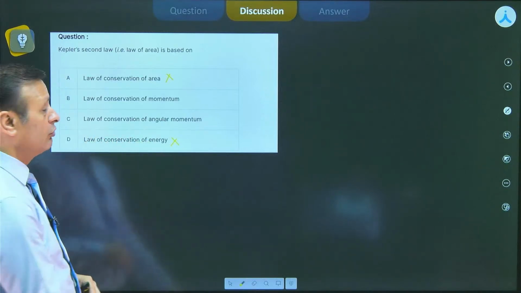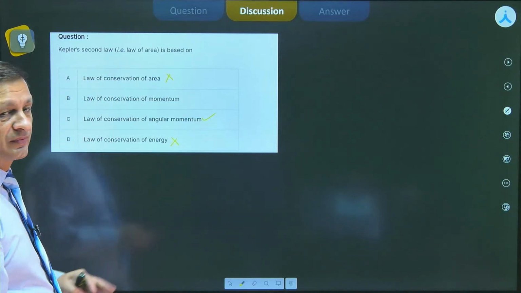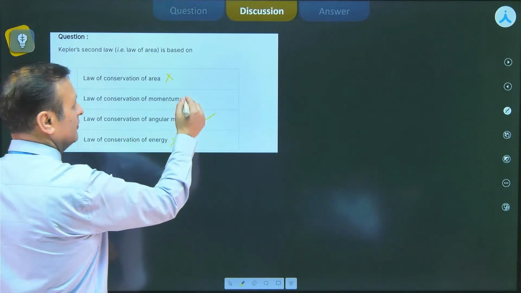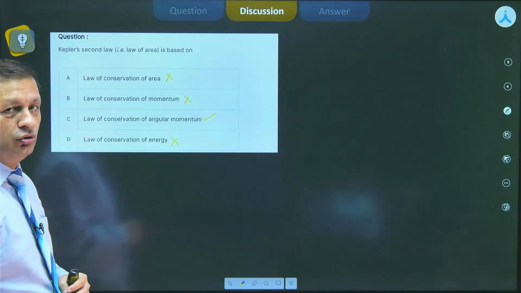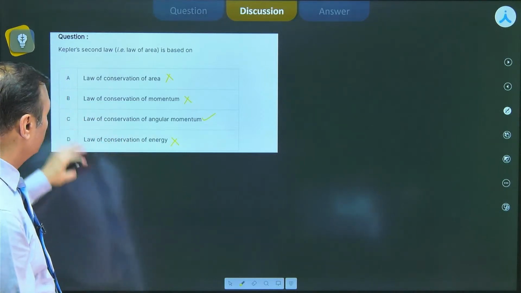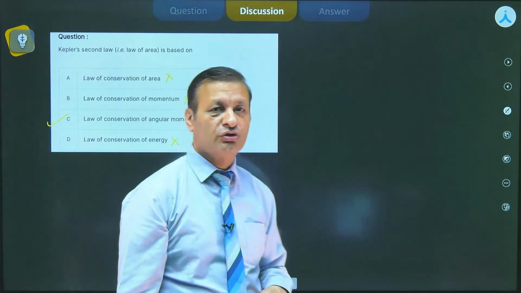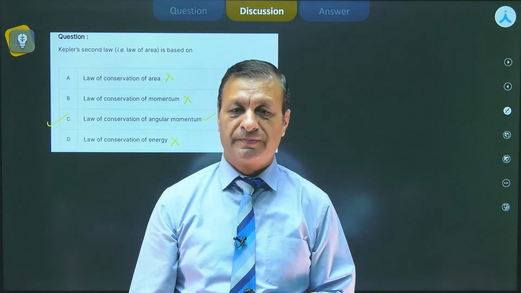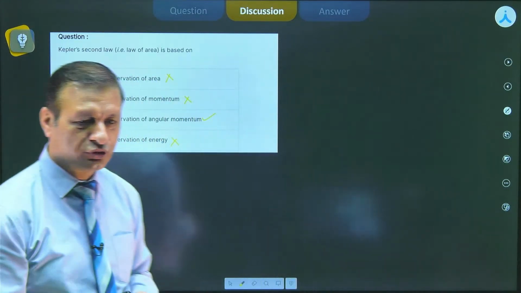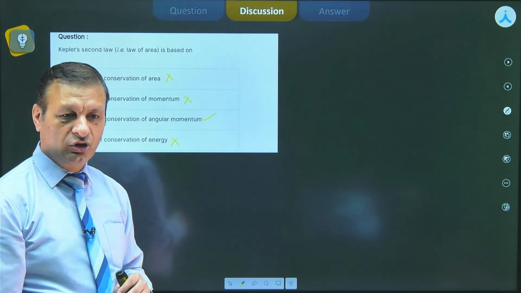Law of conservation of angular momentum. Yes, this is the answer, and that defines the law of areas. Law of conservation of momentum? No. So this is a PYQ NEET based question, that Kepler's second law is based on the law of conservation of angular momentum. Any doubt? So Tiasha has given me the right option. Ravinder has given me the right option. Good.